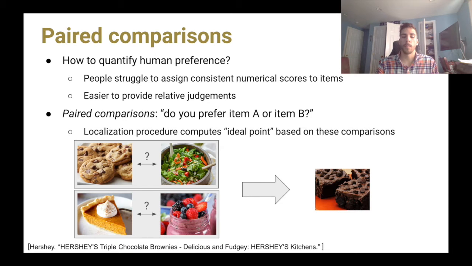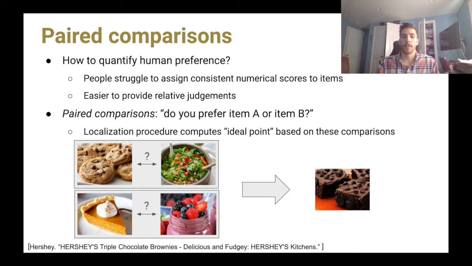To solve this problem, we borrow ideas from popular psychology. A common problem in human studies is that people lack the ability to consistently quantify their preferences. Paired comparisons are one common strategy to overcome this. It is much easier to say I prefer item A over item B than to give consistent numerical scores for how much I like certain things.